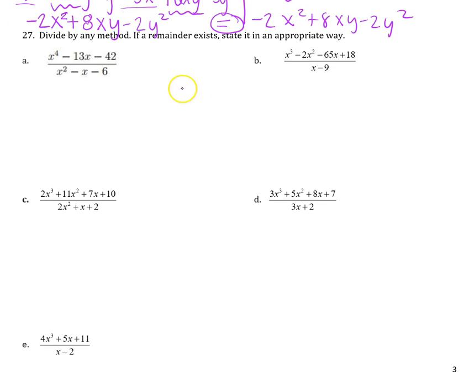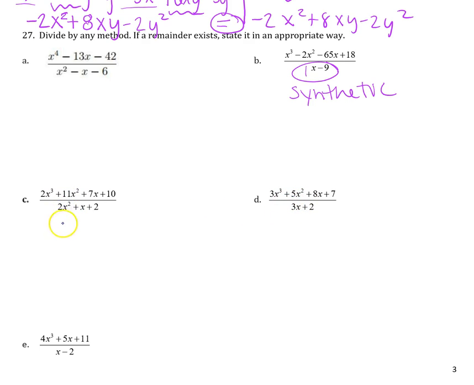Okay, divide using any method. Just something to touch upon quickly. I know I'm not going to do any of these, but recognize that this is a good candidate for synthetic, because this is a linear function with a leading coefficient of 1. This one is not. Do not do synthetic with this one because it is linear, but it has a leading coefficient of 3, not 1.